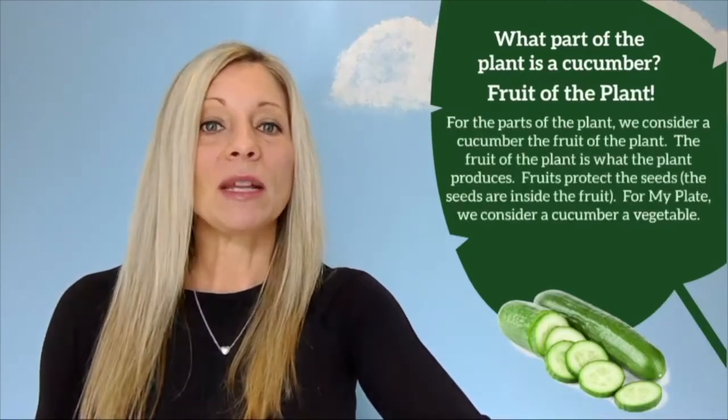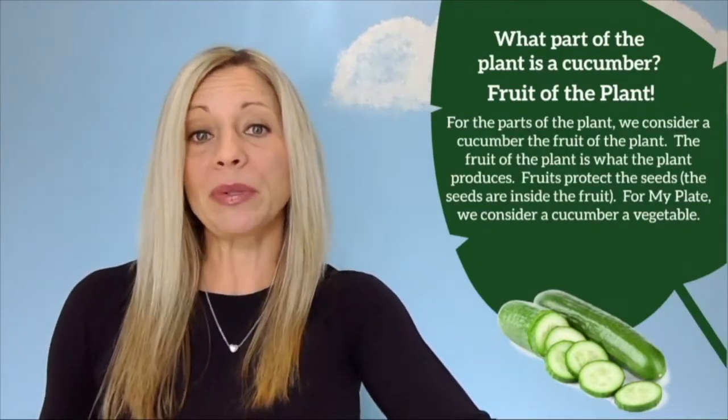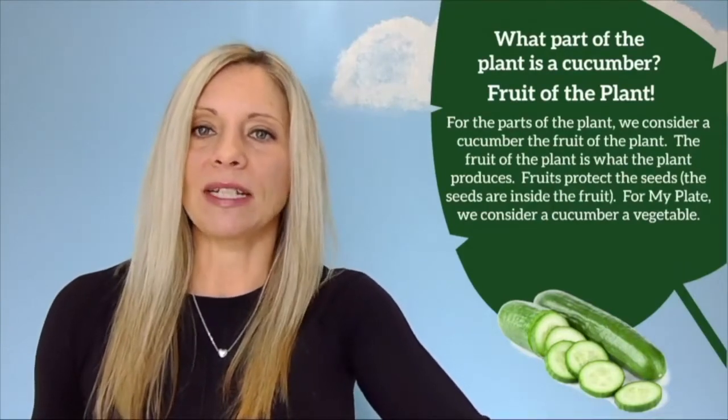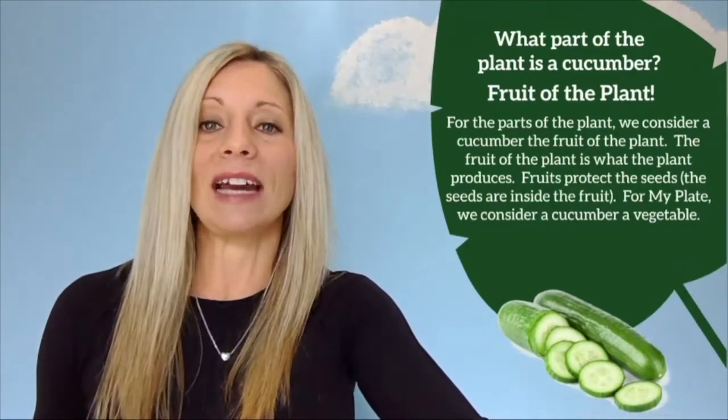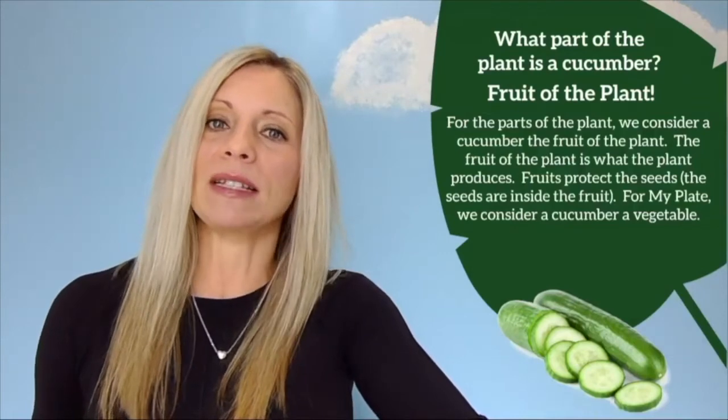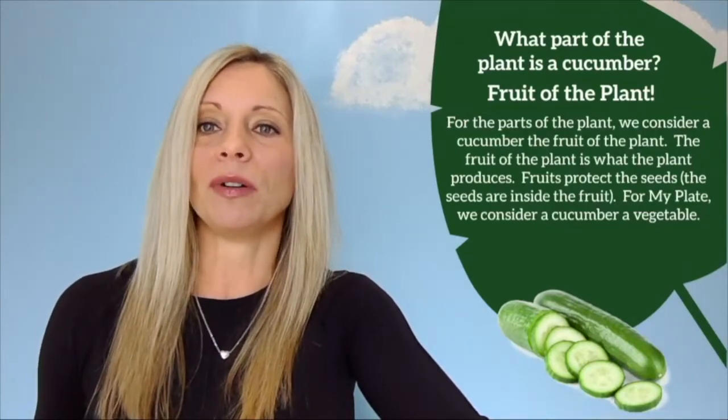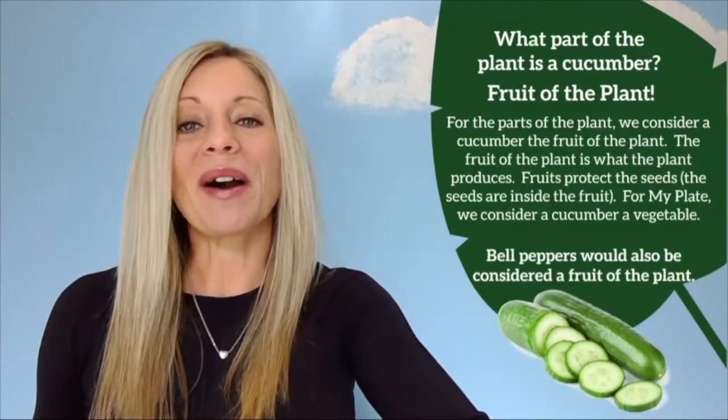Let's find out some more information. For the parts of the plant, we consider the cucumber the fruit of the plant. The fruit of the plant is what the plant produces. Fruits also protect the seeds because the seeds are inside the fruit. For my plate, we would consider the cucumber a vegetable. Bell peppers would also be considered a fruit of the plant.